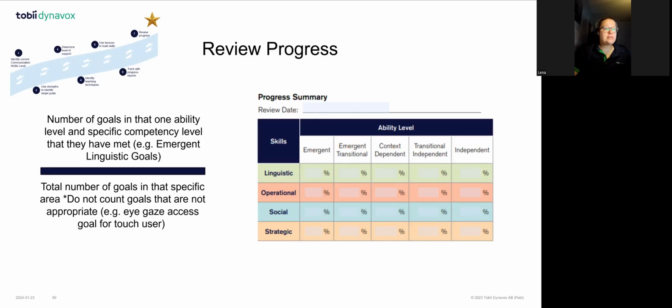So we are going to review the progress when we fill out the summary on the first page of the document. We can review it monthly, bi-weekly, however we decide to do that. And if we would like to calculate the percentage, we would like to divide the number of goals and the ability level and specific competency level they have met, for example, emergent linguistic goals, to the total number of goals in that specific area. We don't count the goals that are not appropriate. For example, eye gaze access goals if somebody is not using the eye gaze. Remember that you're going to mark some goals as not applicable. If the goal is not applicable for the particular person, we exclude them from it. If you would like to count the percentages, you are able to do so.